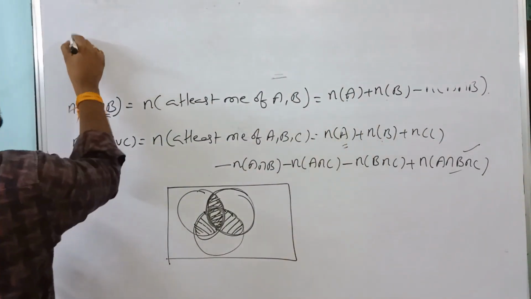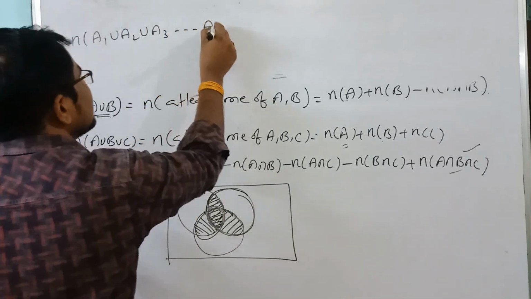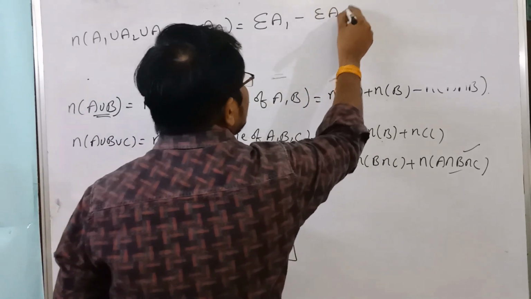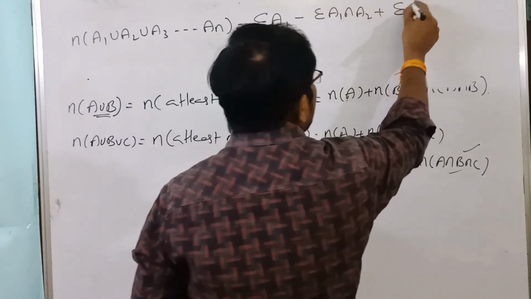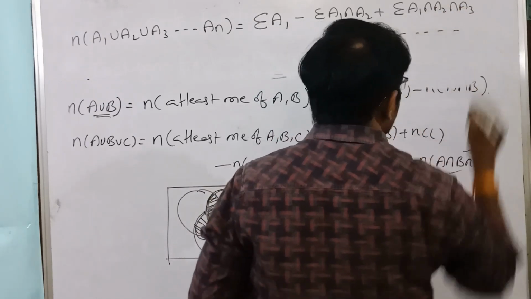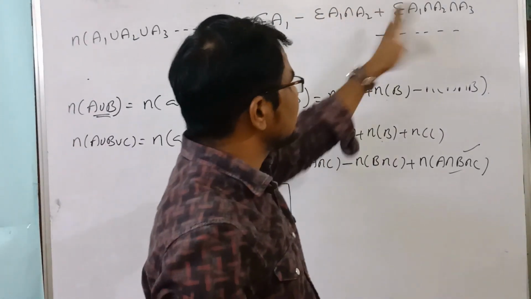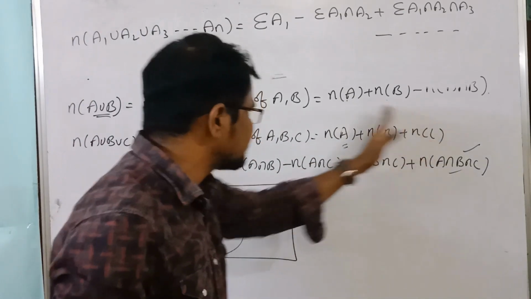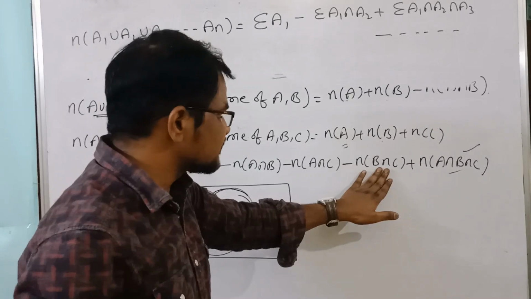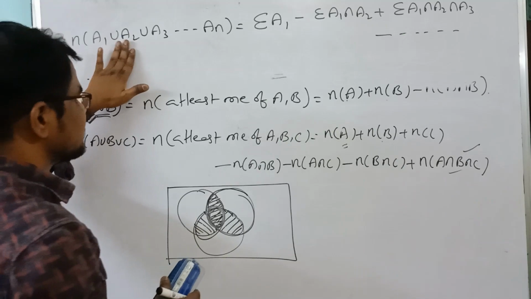Next, similarly, if you take n of A1 union A2 union A3 etc. An, it can be written as sigma A1 minus sigma A1 intersection A2 plus sigma A1 intersection A2 intersection A3 minus etc., like this we will take, means sum of the A1 and minus, plus alternately like this. Here these three plus, because here three sets are there, adding, and these three subtracting, and again adding, means plus minus we will consider like this. This is the generalization formula.